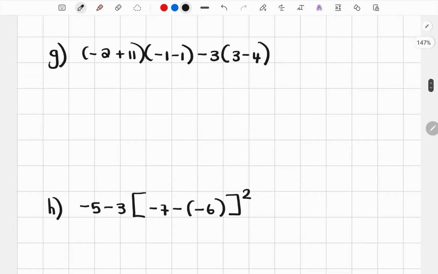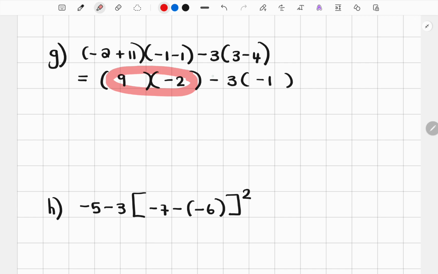Okay. First step. Let's simplify those brackets. Minus 2, and I'm going to keep my brackets because I haven't multiplied anything out. I'm only going to simplify my brackets like that. So minus 2 plus 11 gives you a positive 9, and minus 1 minus another 1 gives you minus 2. And over here, 3 minus 4 gives you negative 1. And now the way we can get rid of our brackets is to multiply whatever's in front of the bracket into the bracket.